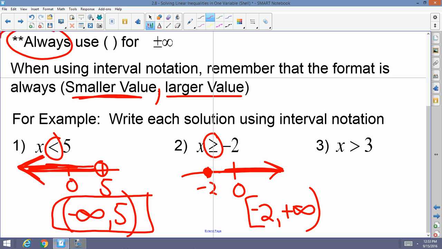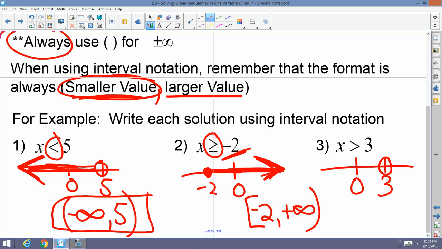Why did I start with negative 2? Because that's my smaller value. Why did I end with infinity? Because this arrow keeps going on forever, forever, forever, all the way to positive infinity. x is greater than 3. Well, let's sketch this out as well. We've got a 0, we've got a 3, it's greater than, so it's an open circle. You shade it to the right. So I'm going from 3, but it's greater than, not greater than or equal to, so it's a parenthesis 3, that's my small value, all the way to positive infinity because it keeps going on and on forever and ever. And that is interval notation.